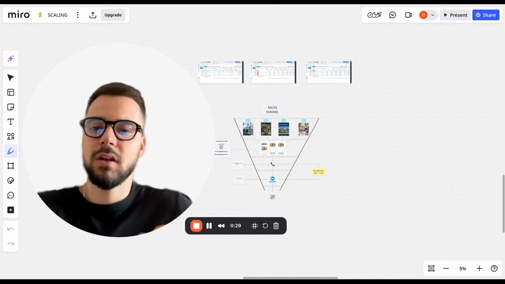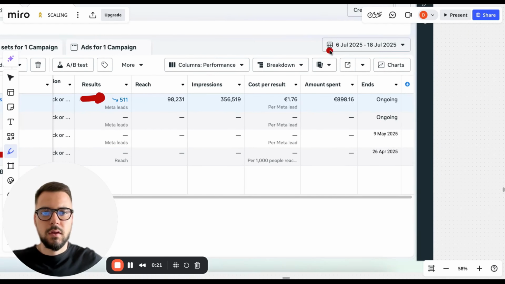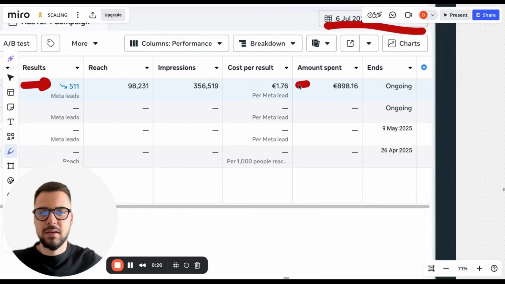All right, before we cover the whole process, I want to show you some proof here. So this is the campaign that I'm talking about. And as we can see, we are on a campaign level right now. And this is the result, right? So more than 500 leads. And we can see the time frame is 2 weeks actually. And the cost per result is kind of crazy. It's less than $2 per lead. And on this campaign, we've actually spent around $900 in order to produce this result.